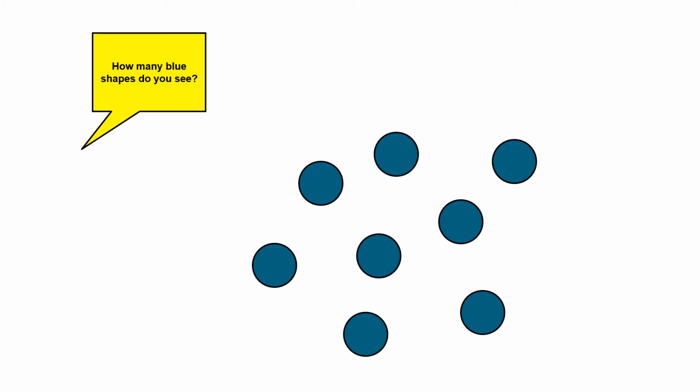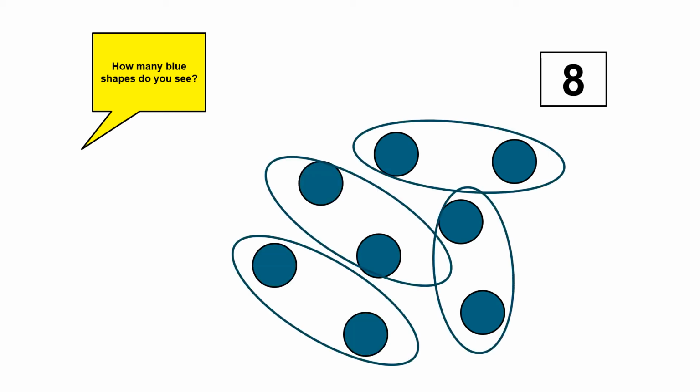How many blue shapes do you see? There are 8 blue shapes. How did you know that there were 8 shapes? Did you count each dot one at a time? Did you see the dots in different groups? Did you see the dots in different groups, like 4 and 4, or like 3 shapes and 5 shapes? Did you count them in a different way other than by 1, like by 2s?